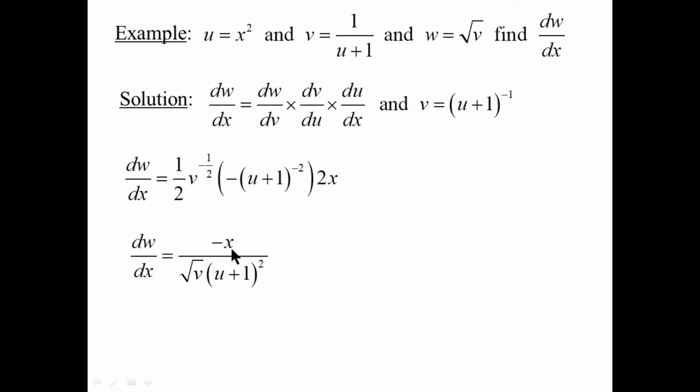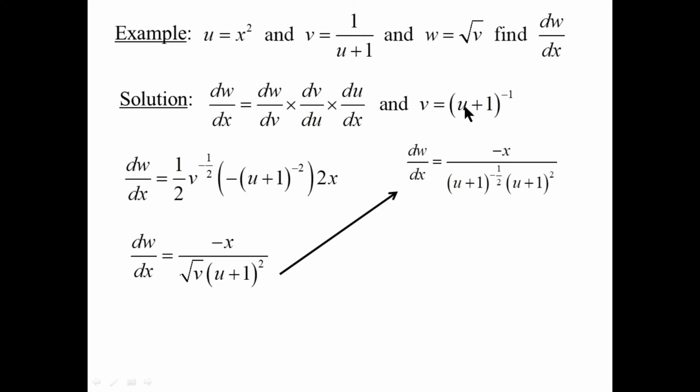Now, observe. dw by dx, we want an expression with just x in it. The problem is that this expression has a v and a u in it. So we have to swap them out for x's. So let's reference these equations and swap them out. The u will obviously be x squared. That's no problem. The v, well, here it is here. It's u plus 1. Let's start with that.